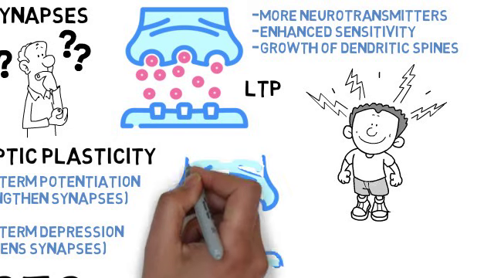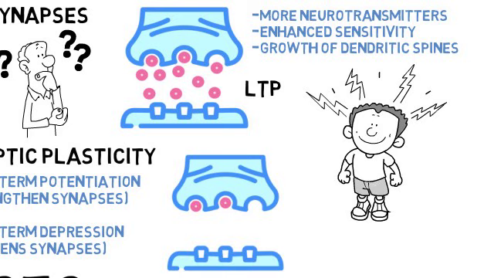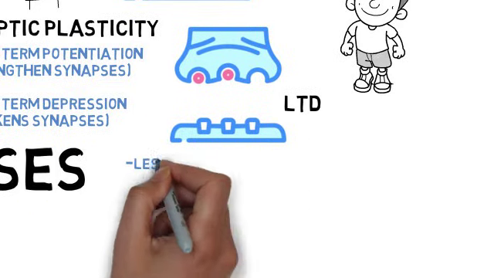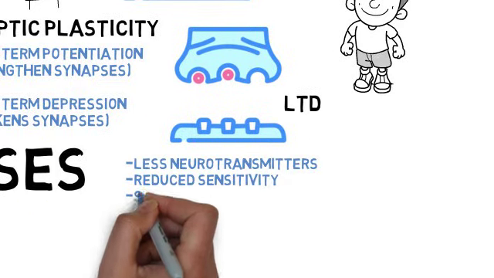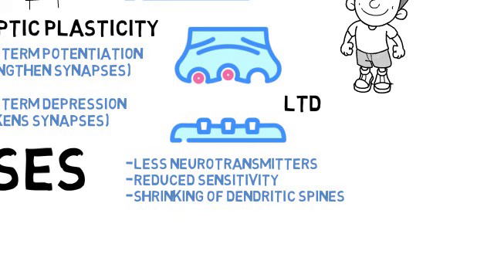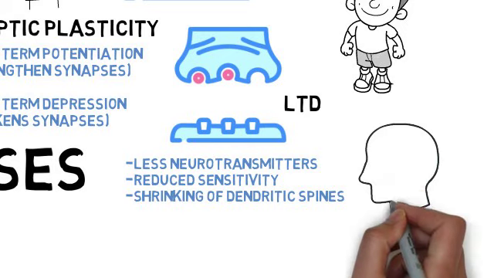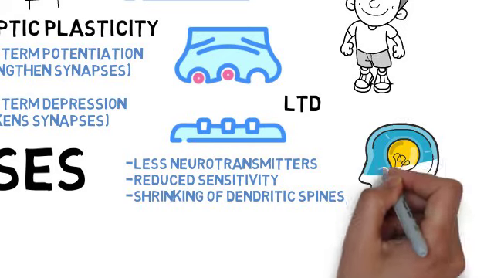LTD, on the other hand, occurs when synaptic activity is low. This reduction in activity weakens the synapse. Molecularly, LTD involves decreased release of neurotransmitters from the presynaptic neuron, reduced sensitivity of the postsynaptic receptors, as well as shrinking or elimination of the dendritic spines. LTD helps prune away less used synaptic connections, which is crucial to have an efficient brain that functions properly.